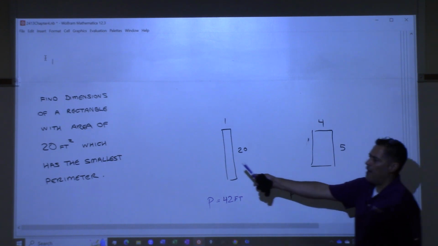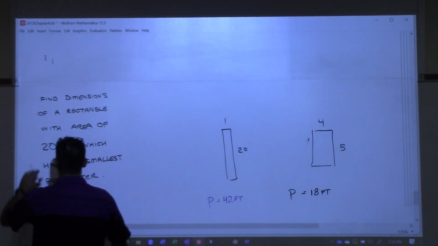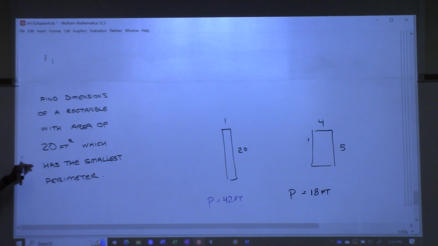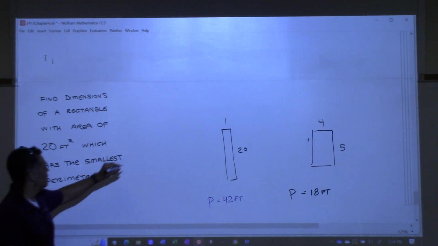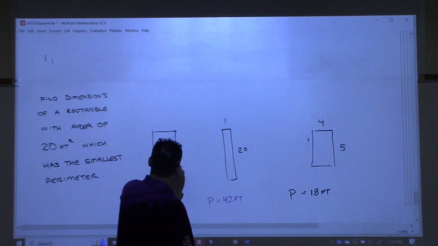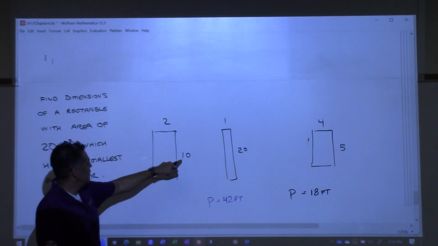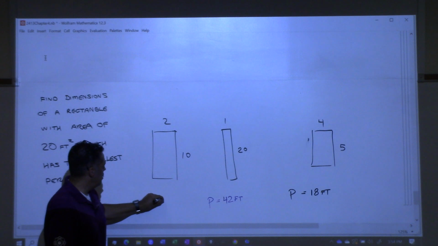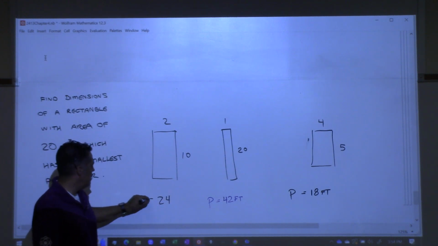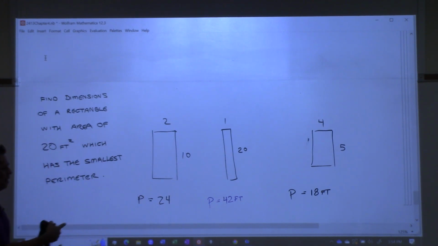I want you to find the dimensions of a rectangle that has an area of 20 square feet but has the smallest perimeter possible. Pardon? 2 and 10? Would that work? 2 and 10? 10 times 2, that's 20, right? What's the total perimeter? 24, right? So which one so far has the smallest perimeter? The 5 and 4, right? So again, it depends on how you do it, right?